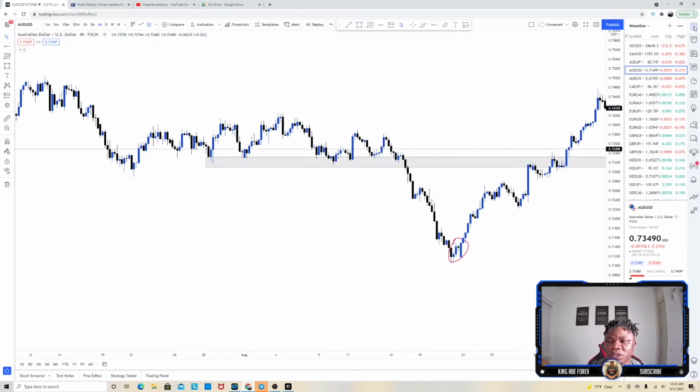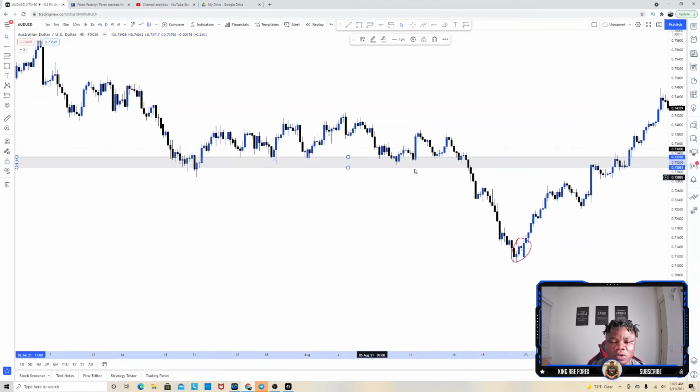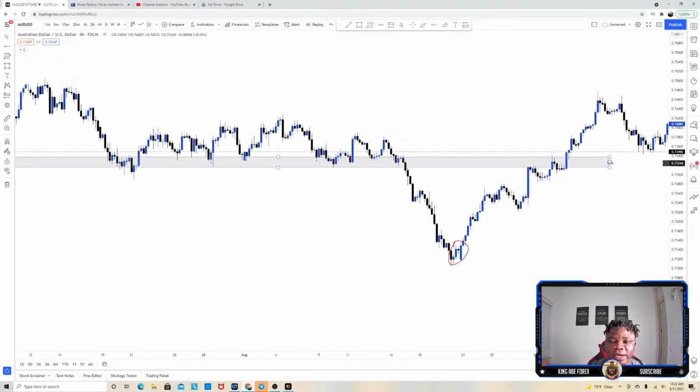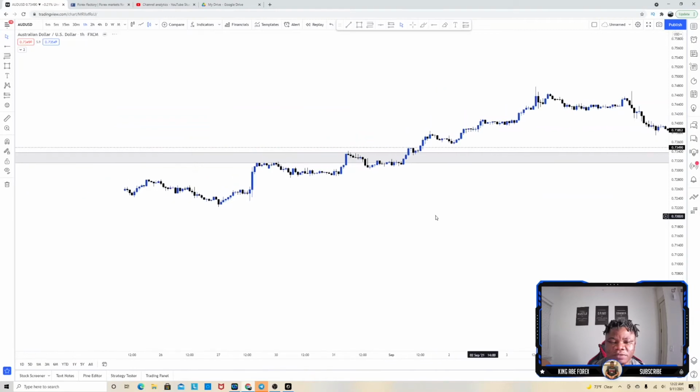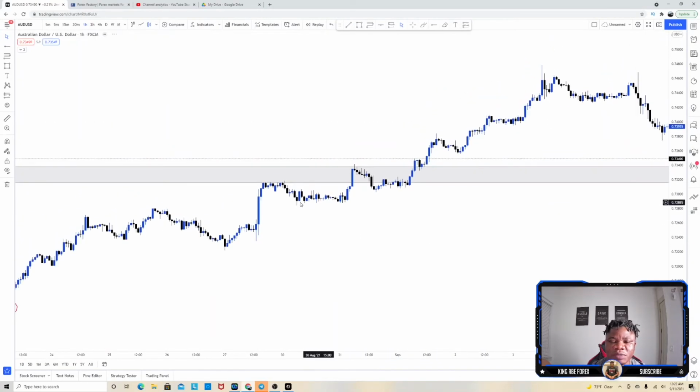So we know we had a previous support zone over here that I showed you guys earlier. Now that we have that zone there, all we've got to do is go back to the 1-hour time frame, and right over here, looking at this on the 1-hour time frame, now that we have your support zone, your support zone is always going to become a resistance zone.